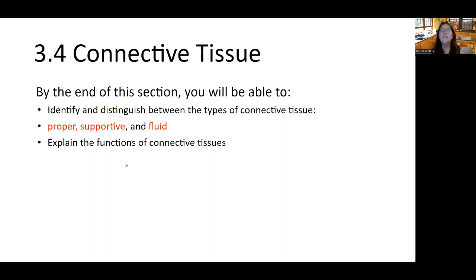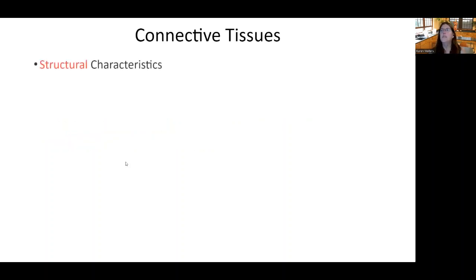Connective tissue is a little bit interesting, very diverse. And I think when you look at the slides in lab, you're going to be very surprised at just the variety. So let's look at the connective tissue.